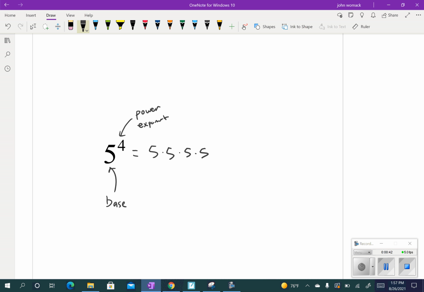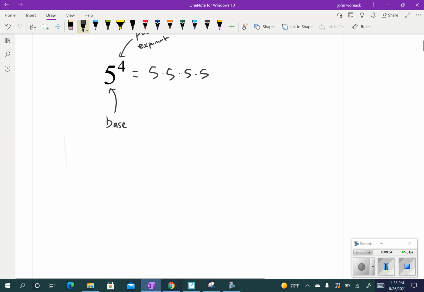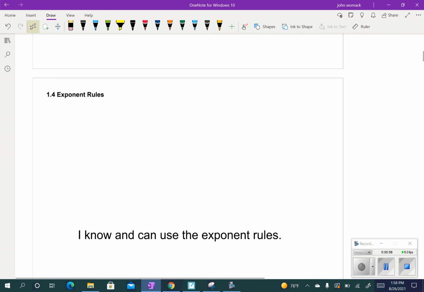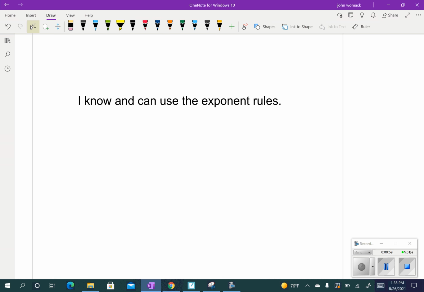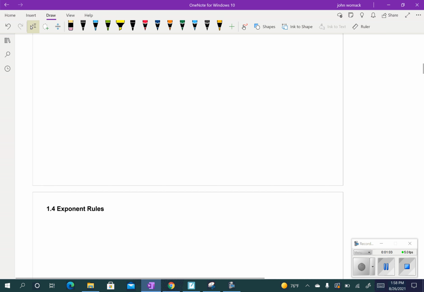Okay, when we go to work with exponents, there are some shortcut rules that can help us work faster. Plus, it also helps us deal with exponents that aren't necessarily whole numbers. And I'll show you some examples of that in a little bit here. So that's our goal, right? We want to know and really understand and be able to use the exponent rules.